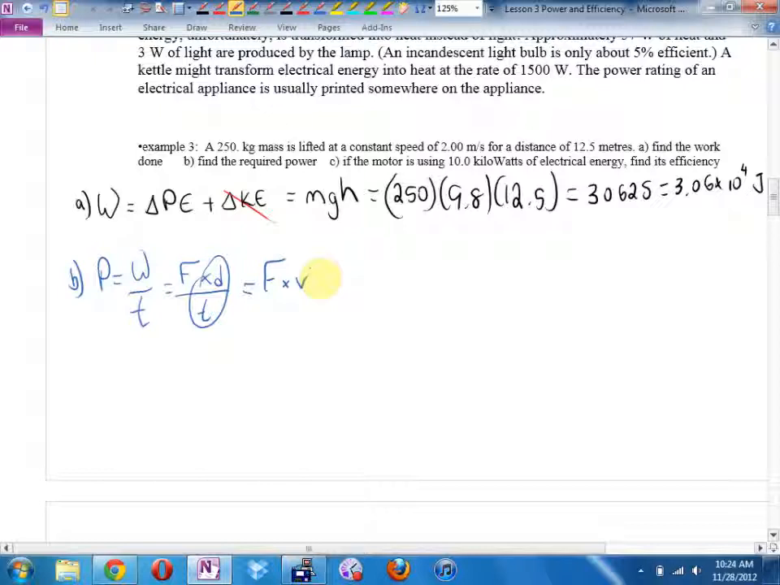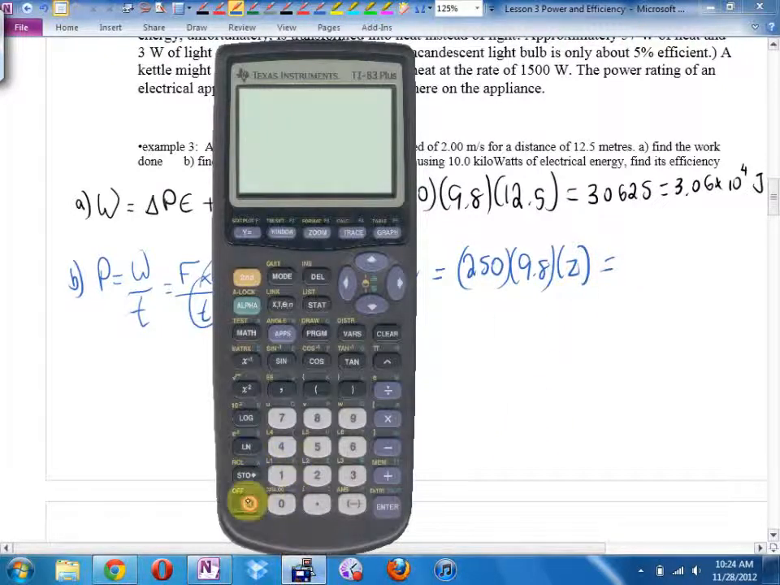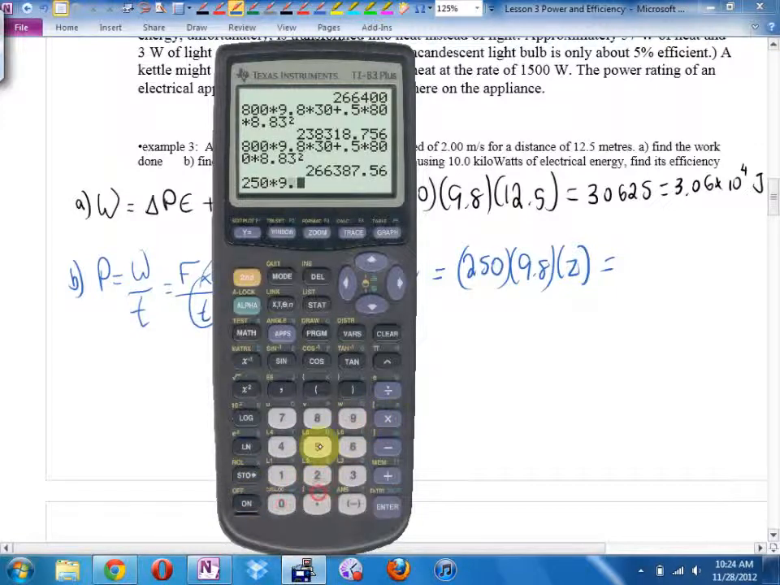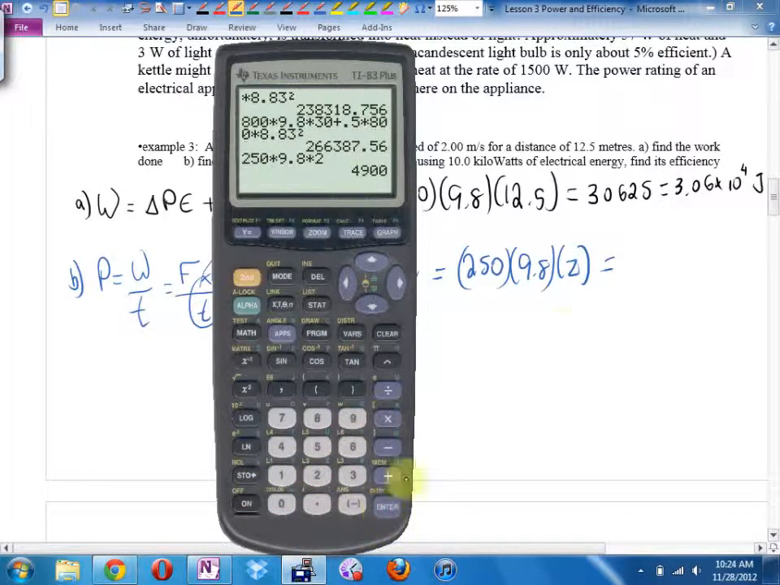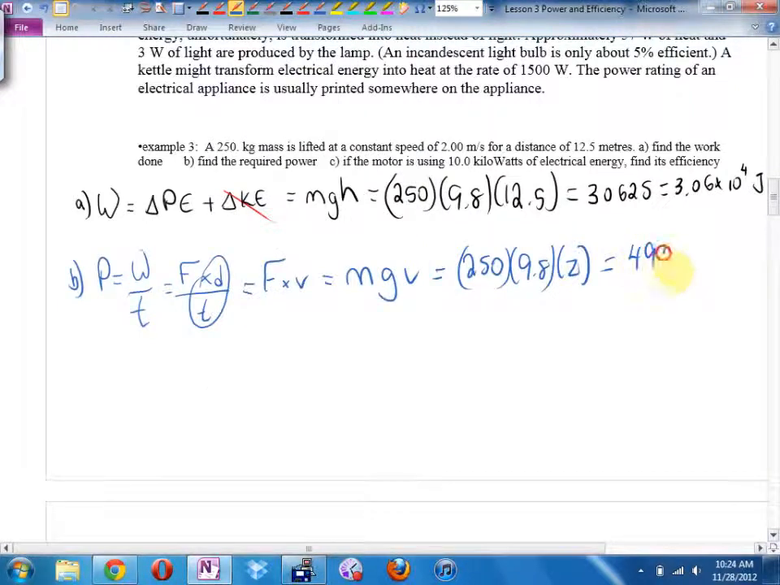Which force do you think? Oh, yeah, gravity. We're lifting. This is going to be mg times v. Here's a new one, we haven't used this one before. m, 250, times 9.8, times v, 2. 4,900. Units? Watts.